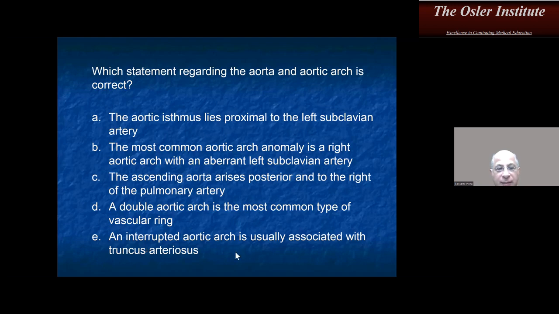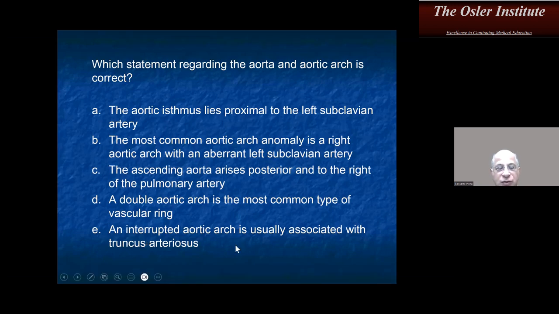All right. An interrupted arch is usually associated with truncus arteriosus. It's associated with it, but it's not the most common version. The most common flavor of interrupted arch is without truncus. A double aortic arch is the most common type of vascular ring. So we talked about that. That's the most common here, right?